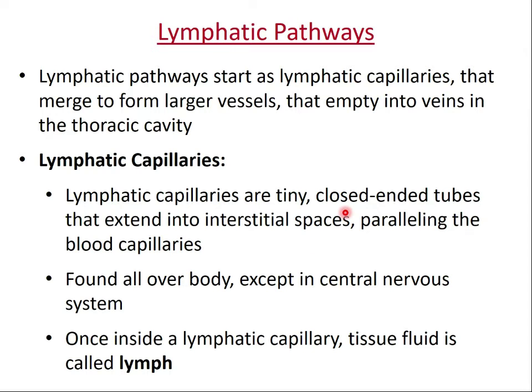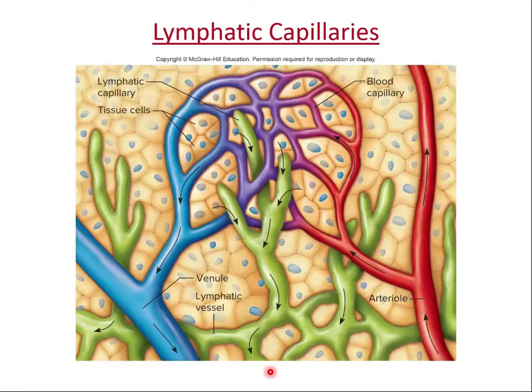The lymphatic pathway starts around the area of the capillaries, and they merge into larger vessels and eventually empty into the veins in the thoracic cavity. So lymph vessels are these ones that start at the capillary level and they bring back the excess fluid back into the blood system. And along these lymph vessels, we also have certain nodes that are called the lymph nodes, and we will discuss what these are in this lecture.